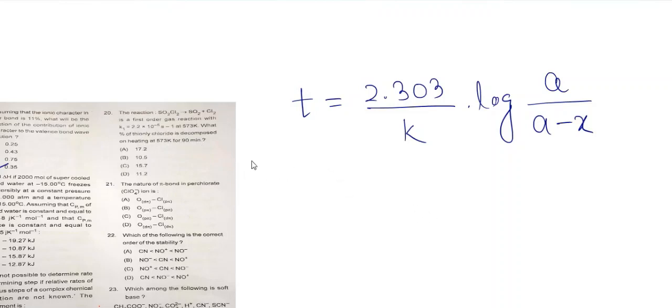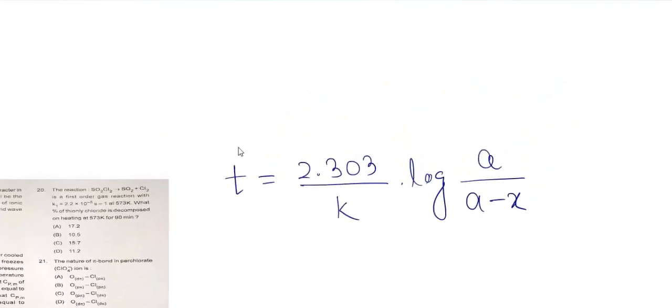For that, I will write here what data is given. First of all, k is given. k is equal to 2.2 into 10 to the power minus 5 second inverse.